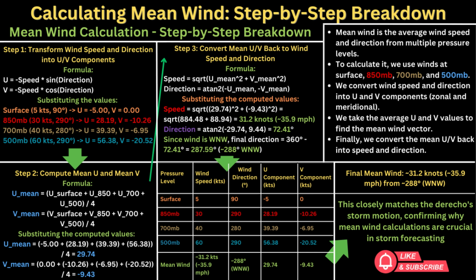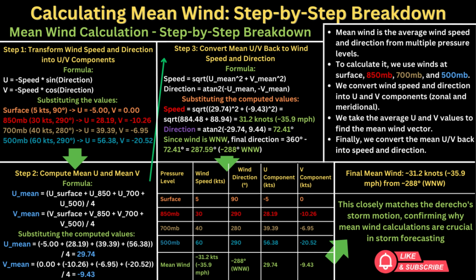Since meteorologists measure wind direction from where it is coming, we apply a negative sign to both values to ensure proper orientation. For example, at the 850 millibar level, the wind is coming from 290 degrees at 30 knots. When we apply this method, we find that the U component is 28.19 knots, meaning most of the wind is pushing towards the east, and the V component is negative 10.26 knots, meaning there is also a smaller southward component. We repeat this process for the surface, 700 millibar and 500 millibar levels, giving us U and V values for each layer.